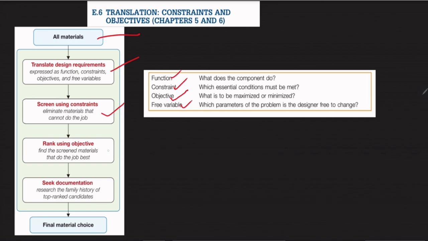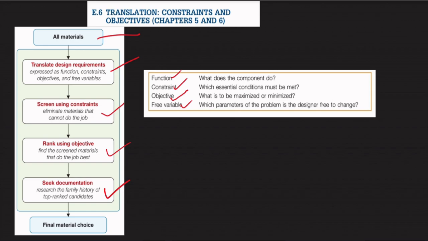So you now go towards ranking these materials. When you have 4 or 5 materials that have passed your screening, you use a parameter or property, like the material index, or a property like yield strength or tensile strength, to rank them. Then at the end of the day, you seek documentation. You read about all the materials you've selected and see what they have been used for in the past, and know if the material is suitable for what you want to do with it.